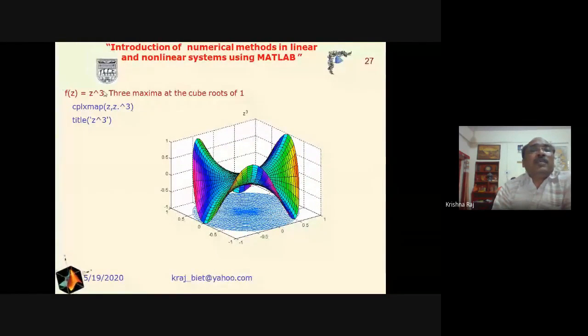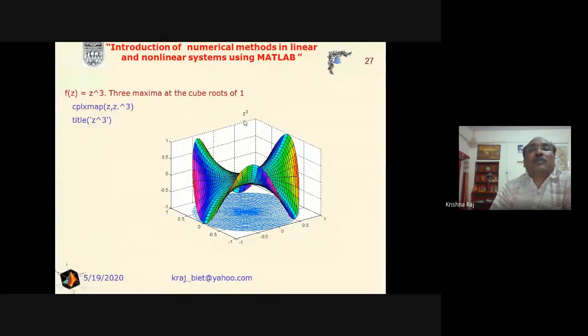Now if we use here fz, that is a function of Z to power 3, then for that purpose we will just use the same command, that is complexmap Z and Z to power 3, and here using the power we are using the dot operator because it is a vector, and there may be different elements in the rows and columns, so we have to use the dot operator as we discussed yesterday. And the title may be written, whatever title we are interested in. Here we have just written Z to power 3, so this is the title and this is the graph for this one. It is for Z to power 3.